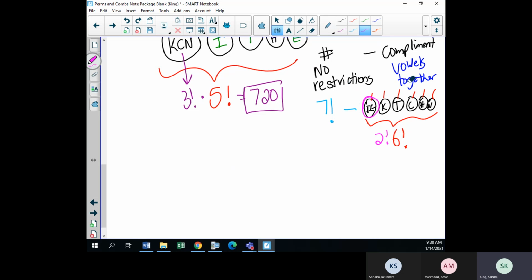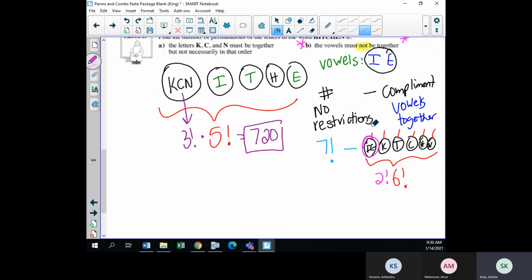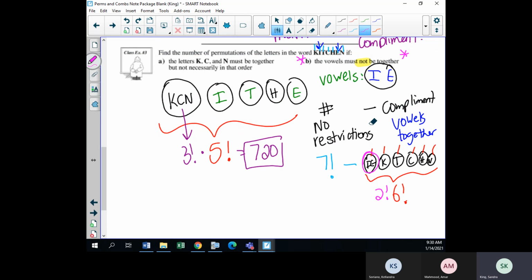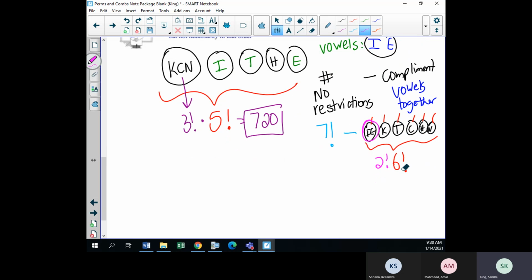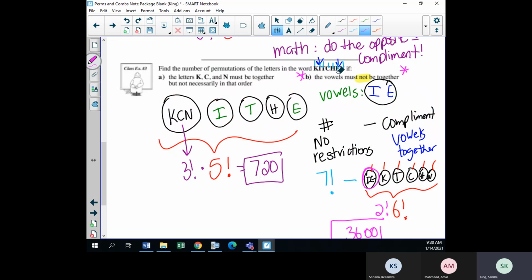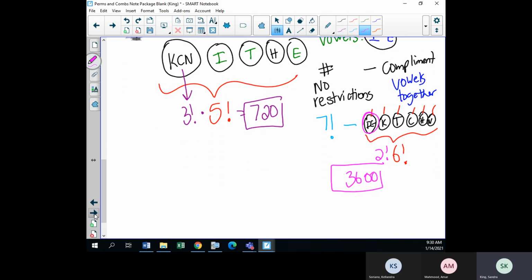And we'll do more of this complement in the next lesson as well. There will be no more complement in lesson 3, but when we do lesson 4 or 5, I'll give you examples of the complement. Okay, anybody have this answer? 3,600, yeah. So there are 3,600 different arrangements for the word kitchen, and you'll never see an I and an E together. Okay. Let's look at class example number 4.